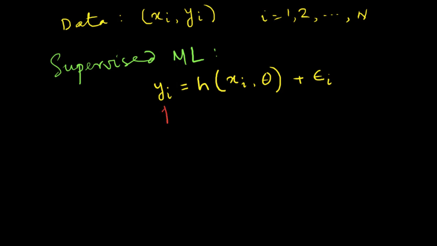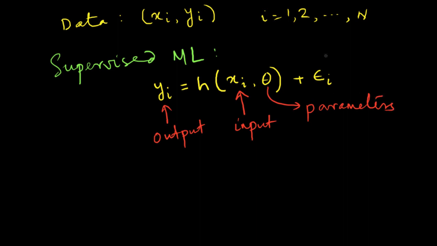So here yi is the output, xi is the input, and theta are the parameters that we need to learn. And this epsilon i is our error or noise in the data.